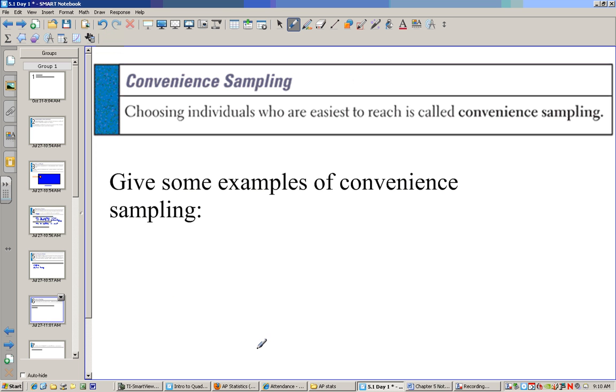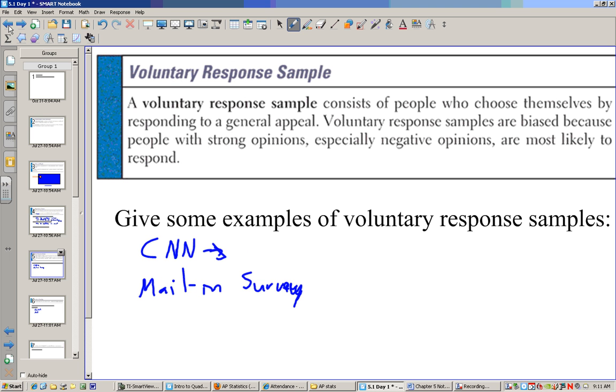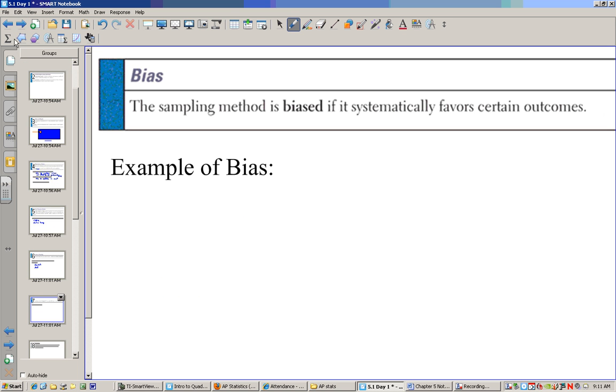Convenience sampling is another way to sample. It's choosing individuals that are the easiest to reach. If I had a poll on my Facebook page, so I just asked my friends, or you can go to the mall and just pick the people that are walking by and they'll talk to you. It's convenient to do, but it doesn't necessarily tell you that it's representative. Also, voluntary response is not very representative of an entire population.